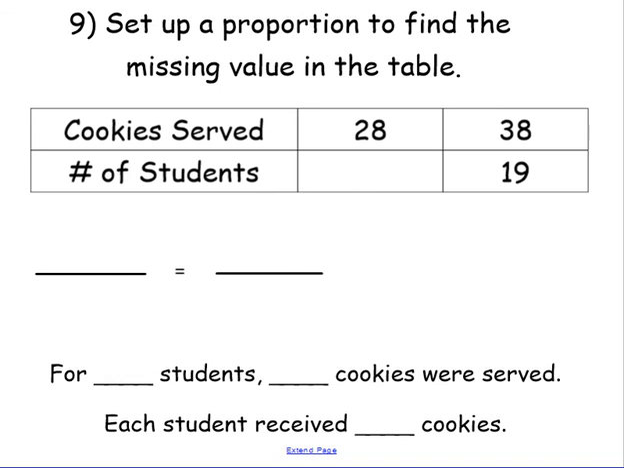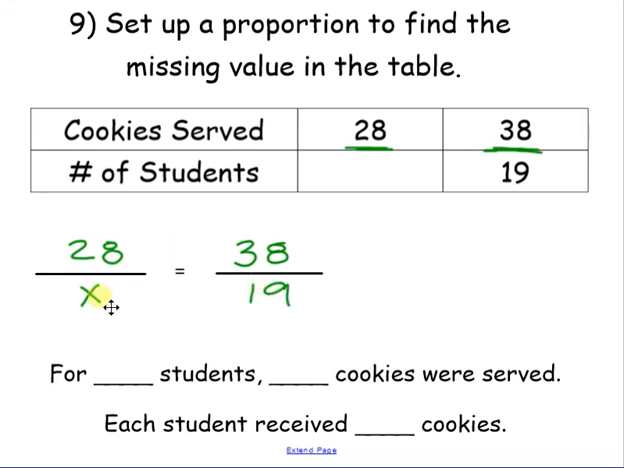All right, we have another example here, this time with cookies. You'll notice that I have switched the order of our table again. I've put the titles on the side. So this time our proportions are going to go up and down. And it's very important that you recognize that before you start to set up the proportion. So you can almost draw like a little fraction bar here so that it helps you visualize it. So I have 28 cookies served over x students. I have 38 cookies served over 19 students.